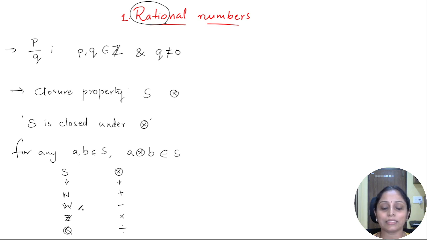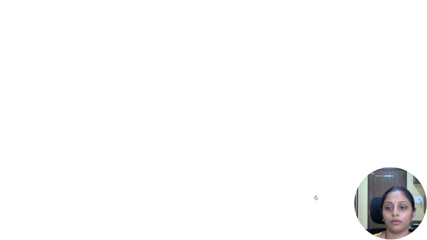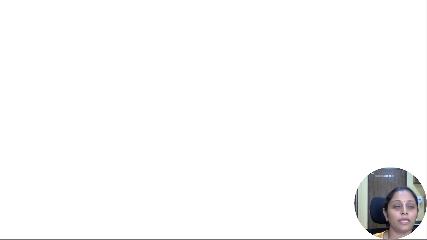Now let us discuss in detail each one of these. That is, under what operations is the set of whole numbers closed, under which operations is the set of integers closed, and under which operations is the set of rational numbers closed, right? So let us put the heading closure property. Closure property.